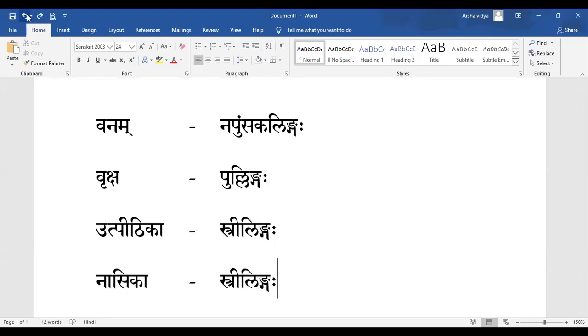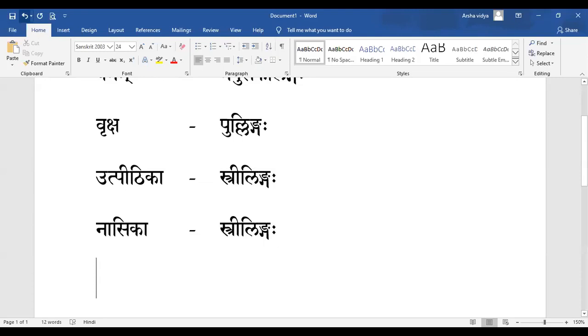A male person having a nose, the nose is a strilinga word. Similarly, kesha is hair, which is pullinga. Even a female having kesha, it's a pullinga word only.